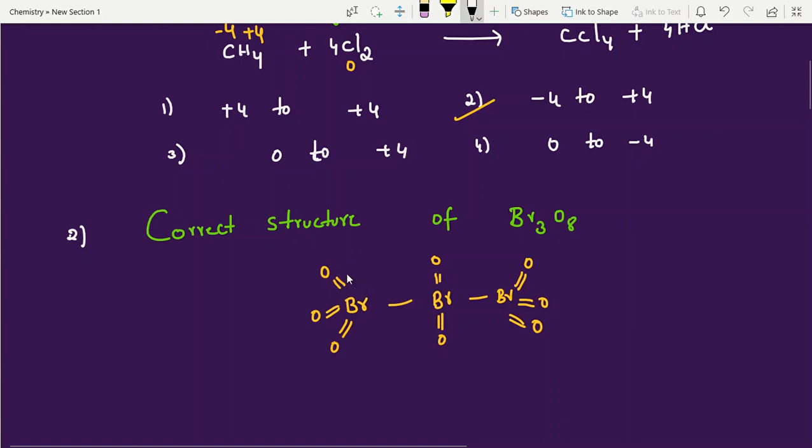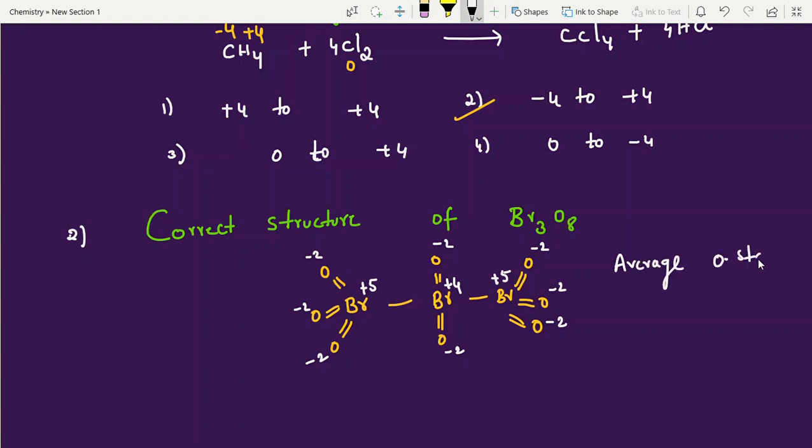Here they asked only the structure, students, but sometimes they ask you to calculate the oxidation state of bromine also. That is why I am giving here minus 2. This is minus 2, minus 2. This bromine is plus 5. Here one bond, so this is minus 2. This is minus 2. This bromine is plus 4. This is minus 2, minus 2, minus 2. This bromine is plus 5. Average oxidation state of bromine equals plus 5 plus 4 plus 5 by 3. So 16 by 3. What is this answer, students? 16 by 3.